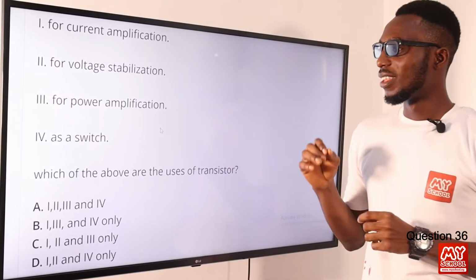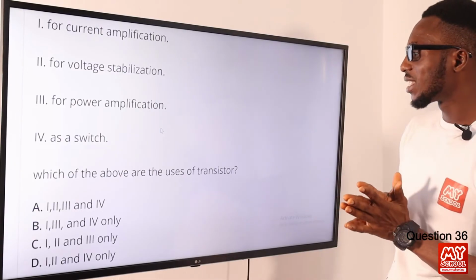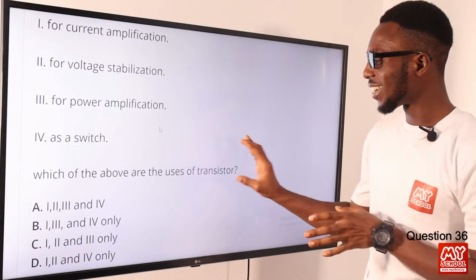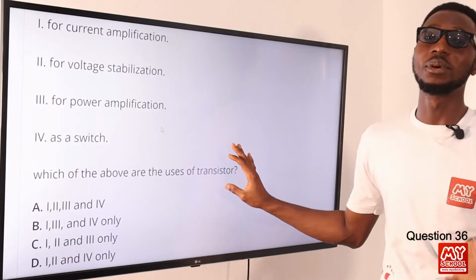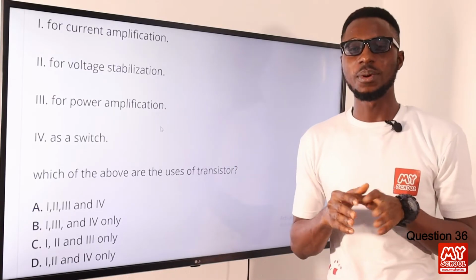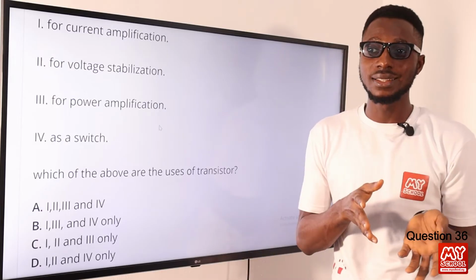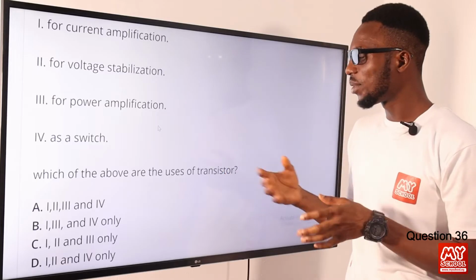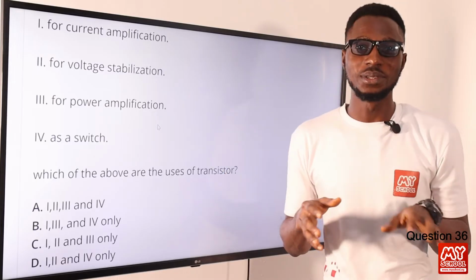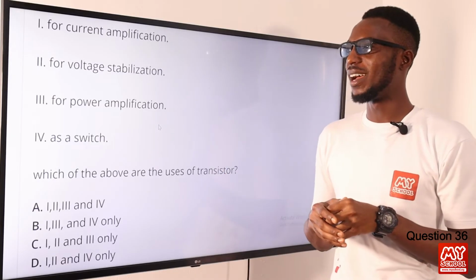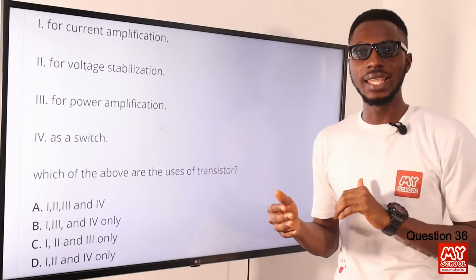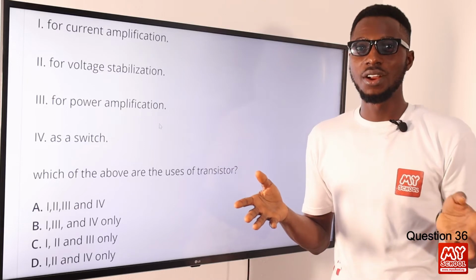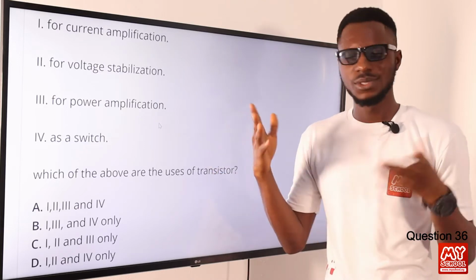36. Which of the above are the uses of transistor? So we should recall that a transistor is a kind of semiconductor device that is used to amplify or switch electronic signals and electrical power, right? And we know that a transistor has many functions, like detecting, rectifying, amplifying, switching, voltage stabilization, and signal modulating, so on and so forth.